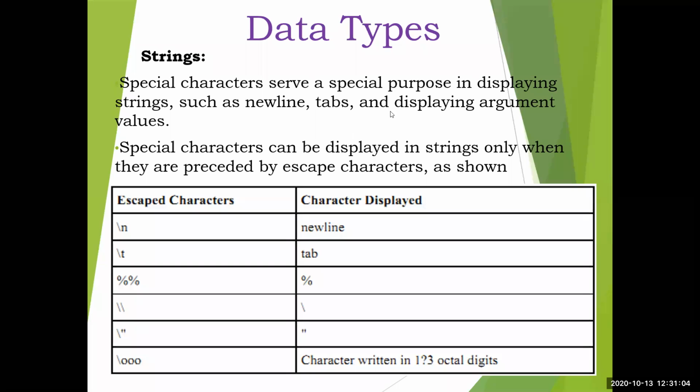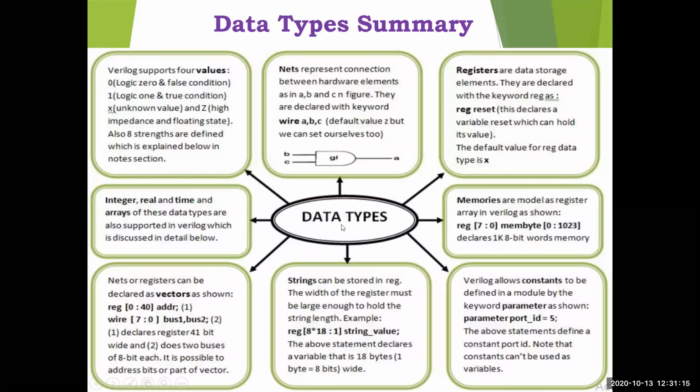So this is it about the data types. Now we'll summarize what we have learned in yesterday's class and today's class, as a summary of data types in Verilog HDL. Firstly we took the logic value set. What values does it support? 0, 1, x and z, and there are 8 strengths defined, which was explained. Then we took nets. Nets represent connections between hardware elements, like A, B, C in the figure. If you take an AND gate, B and C are the inputs I showed you. The keyword is wire, so wire A, B, C will be mentioned. The default value of nets is Z.